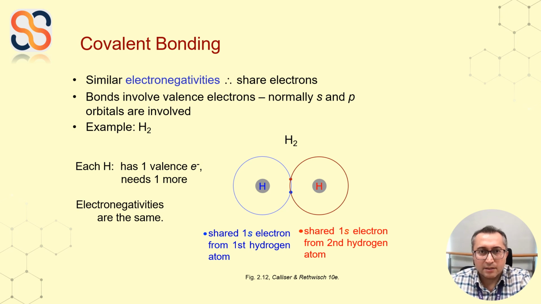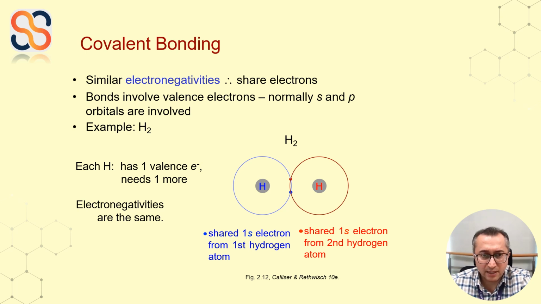Now, let's talk about covalent bonding and see how it differs from ionic bonding. Covalent bonds form between atoms with similar electronegativities. When atoms have comparable electronegativities, they prefer to share electrons rather than transfer them. This sharing allows both atoms to achieve a more stable electron configuration. Typically, covalent bonds involve valence electrons, specifically those in the s and p orbitals.